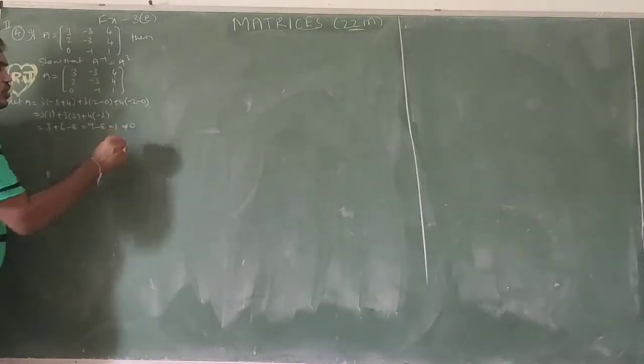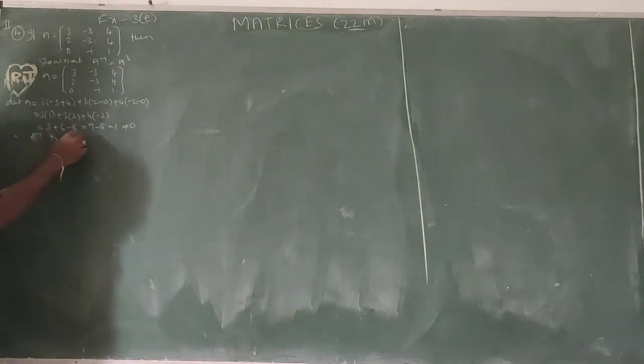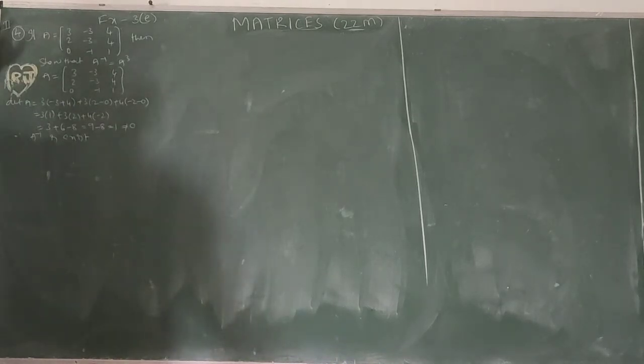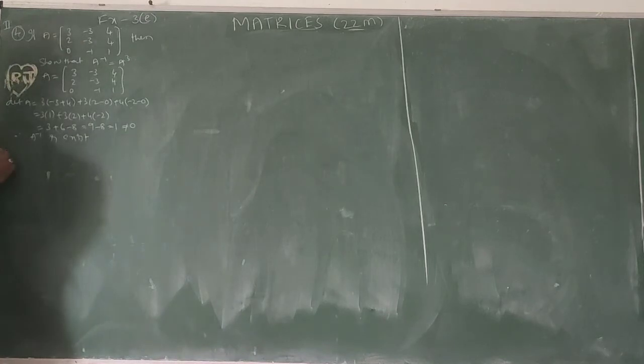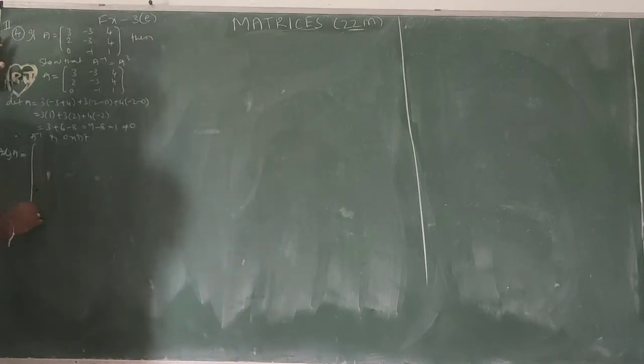This is not equal to 0. So 1 is not equal to 0, therefore A inverse exists. If the determinant is not equal to 0, then obviously the inverse exists. Okay, now I want to find adjoint A. Adjoint A equals, so considering the determinants.